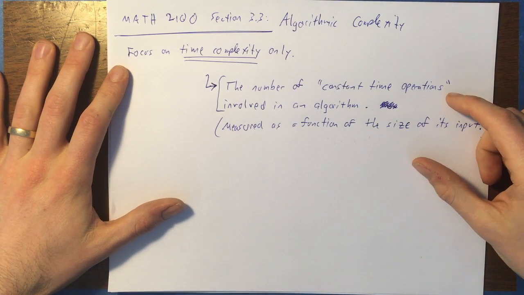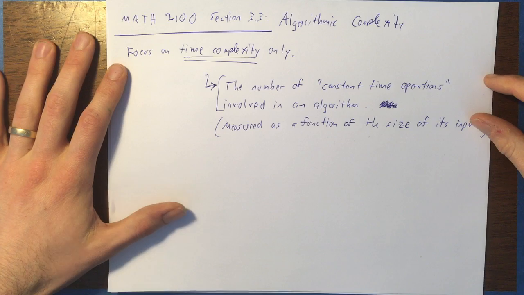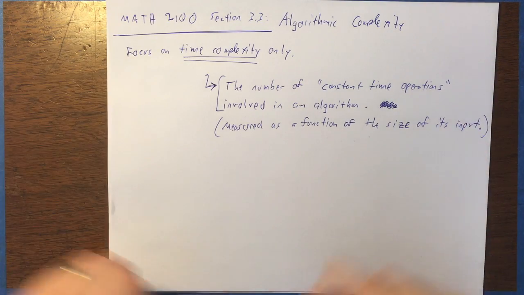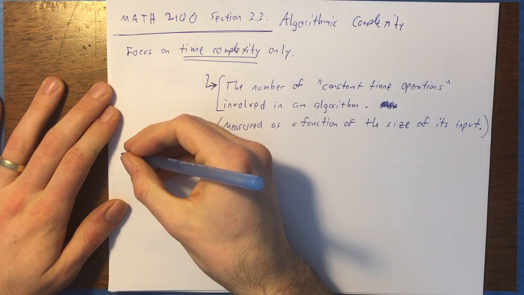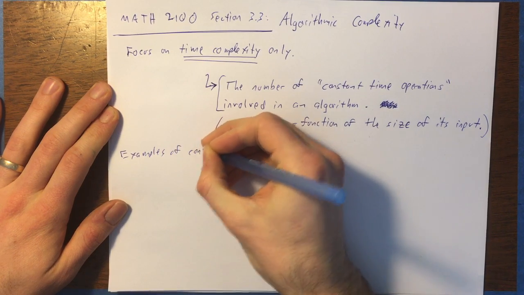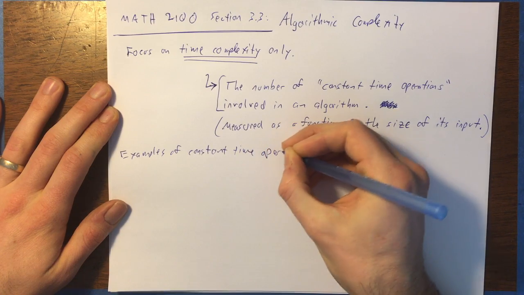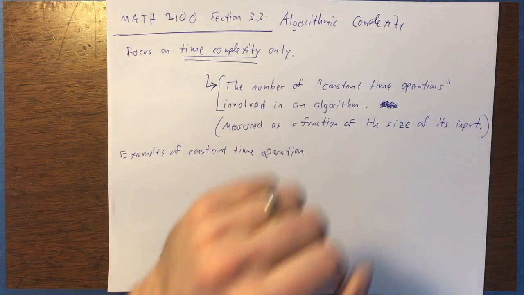So we want to measure the number of constant time operations involved. This is going to be a function of the size of the input. Now, what are the constant time operations that we're counting? Examples of constant time operations. One example is a comparison.